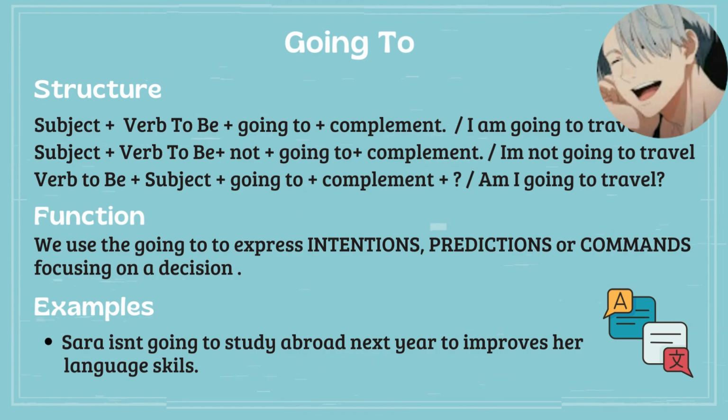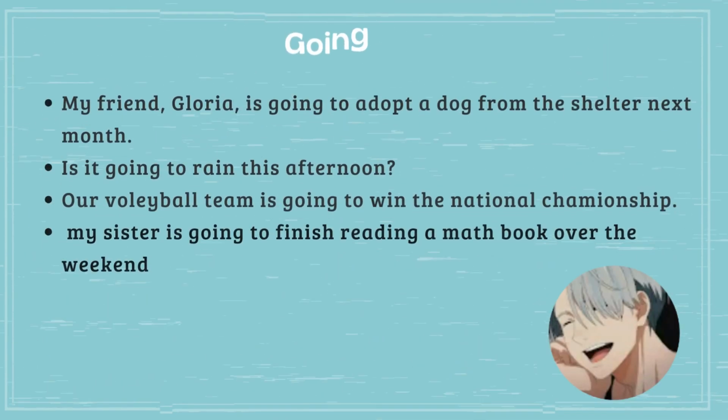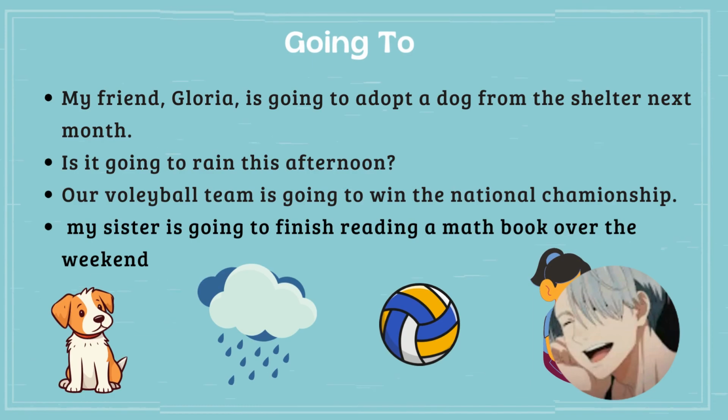And finally, for the question, we use first the verb to be, then the subject, then going to, and finally the complement. Example: am I going to travel? Function: we use going to express intentions, predictions, or comments focusing on a decision. Example: Sarah isn't going to study abroad next year to improve her language skills. Other example: my friend Gloria is going to adopt a dog from the shelter next month.